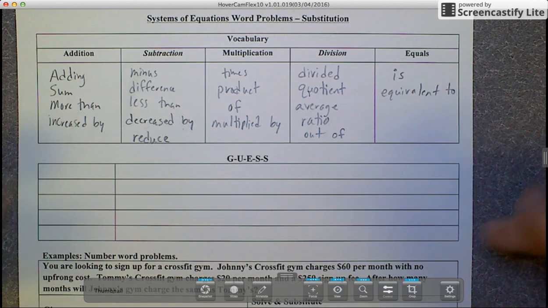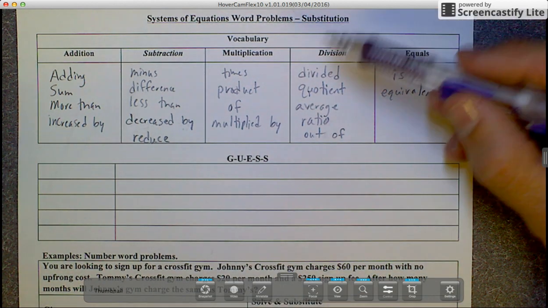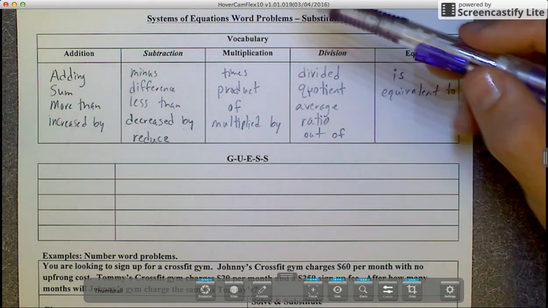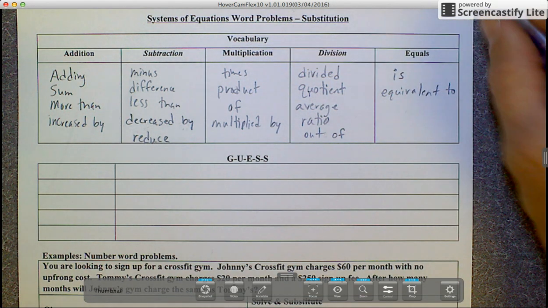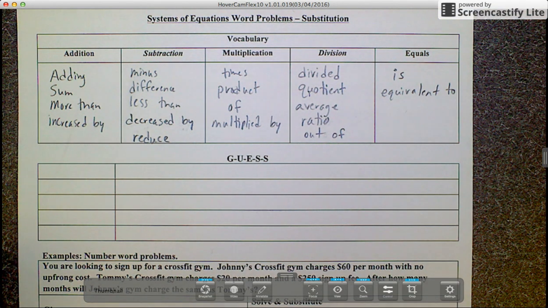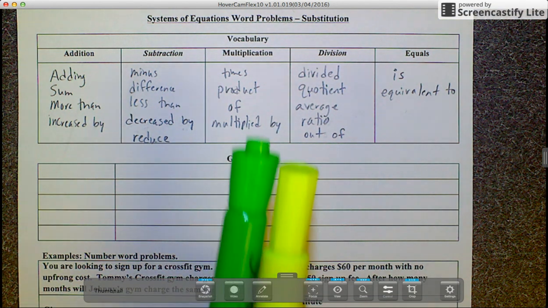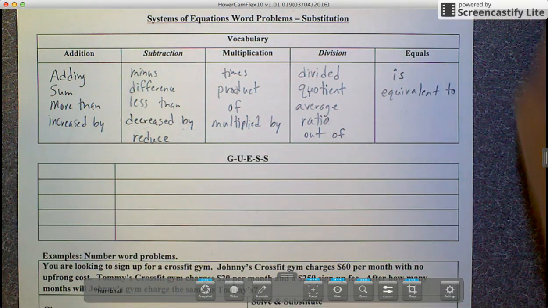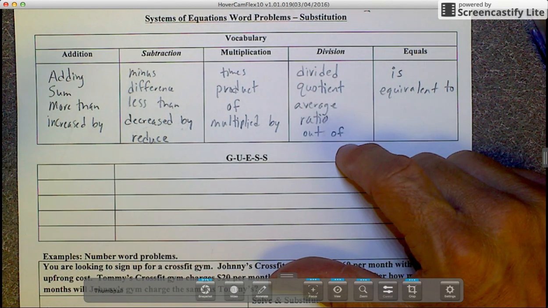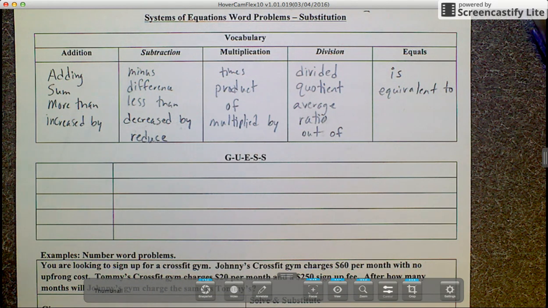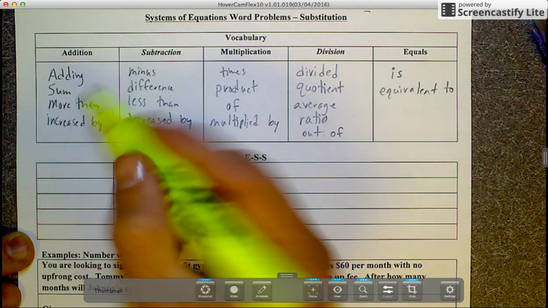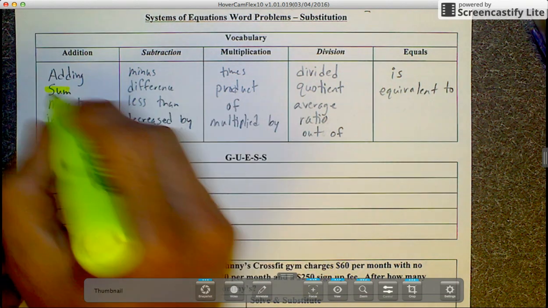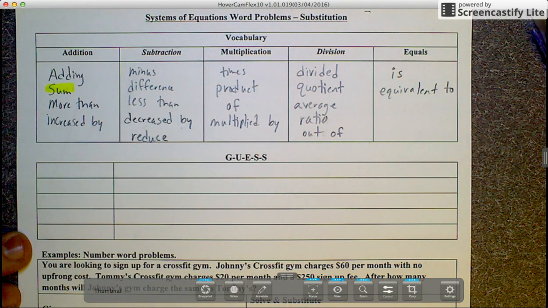Okay, in this lesson, we're going to talk about word problems, and word problems specifically with systems of equations. As you can see, we have some vocabulary terms already down. When you look at these, I always come with my highlighters and a pencil so that I can highlight and make nice clean notes. Our words for addition are adding, sum, more than, and increase by. I'm going to highlight the word sum because that's seen a lot.